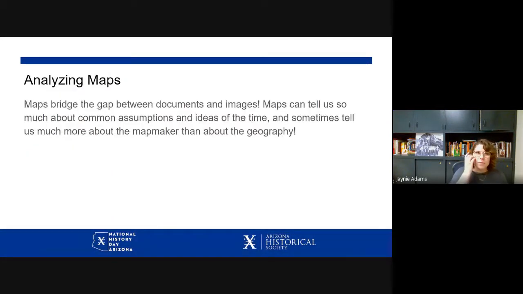Okay, so now we're going to move from documents to images. And we're going to start with maps. Maps are the kind of primary source that bridge the gap between documents and images. And maps can tell us so much about common assumptions and ideas of the time. They can tell us so much more about the map maker and who they are and the context in which they live than they can tell us about geography sometimes.